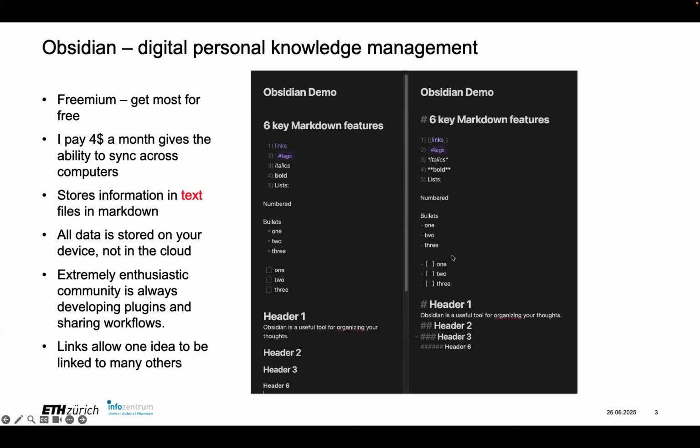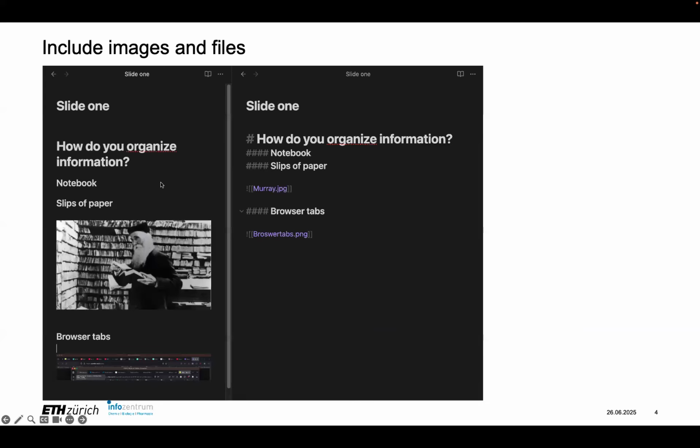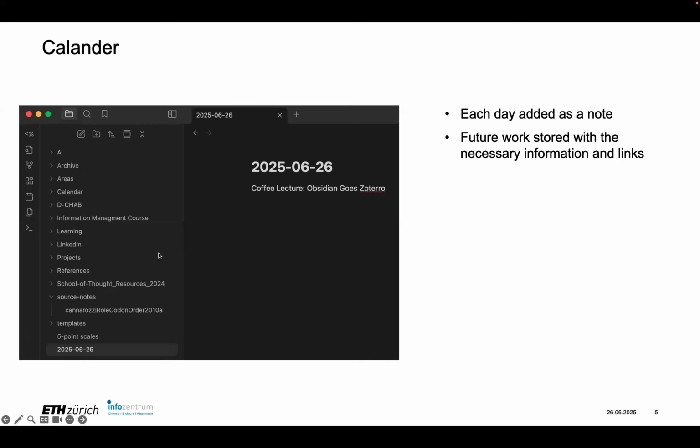There's a lot of markup here. We have a coffee lecture online about Obsidian. You can do bullets, and you have the source view here and the reading view here. So if I put a little dash, it'll show up as a bullet point. That's not that important for today. Okay, you can also include images and files. There's the picture of Murray, and in markup, it looks like this. It'll show up like this.